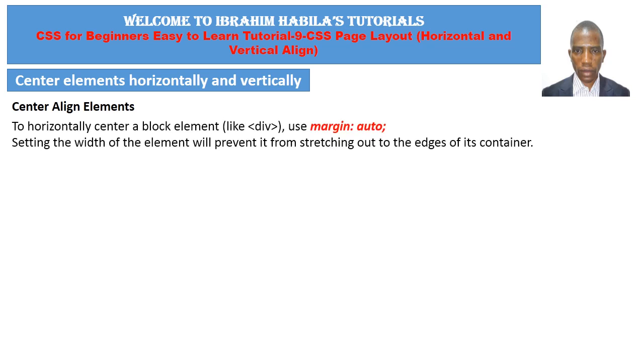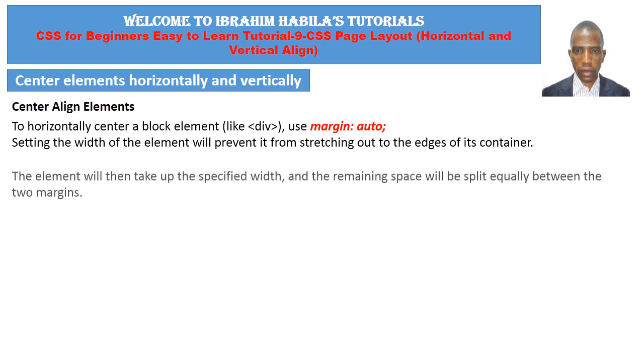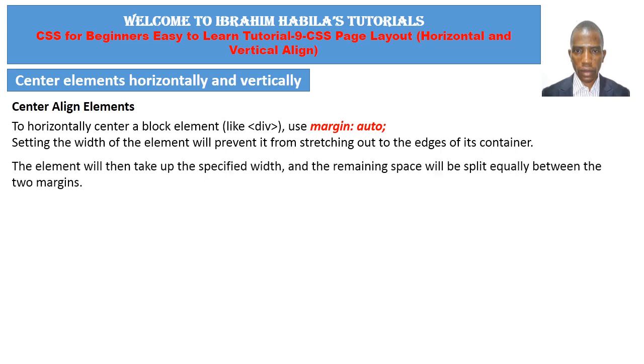To horizontally center a block element like a div, use margin: auto. Setting the width of the element will prevent it from stretching out to the edges of its container. The element will then take up the specified width and the remaining space will be split equally between the two margins. The example below shows that the div is centered.